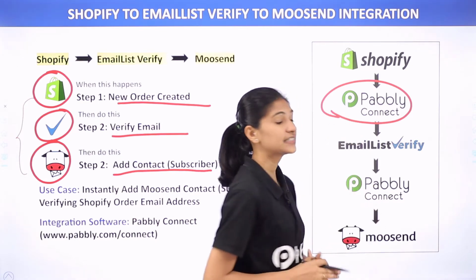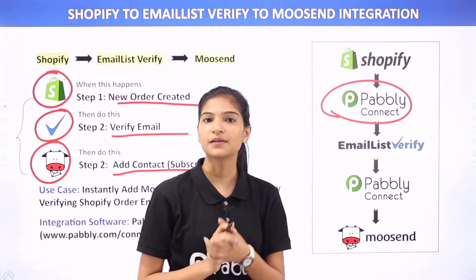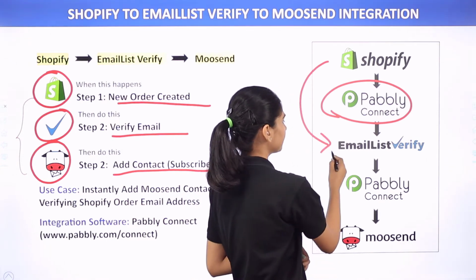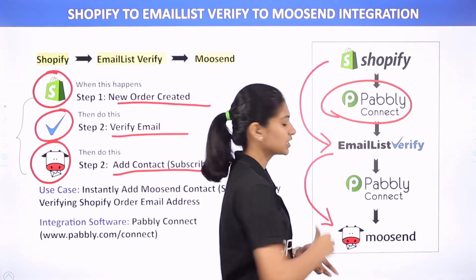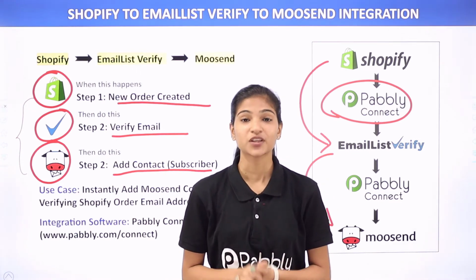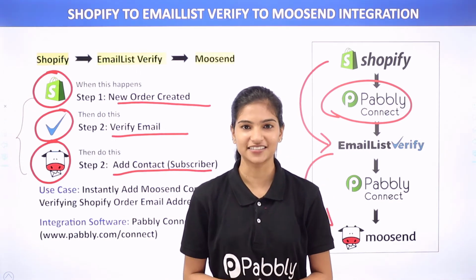So Pabbly Connect is an integration software which will help you to transfer data from Shopify to Email List Verify and then from Email List Verify to Moosend. The best part here is you don't require any knowledge of coding. So let me show you this on my screen.